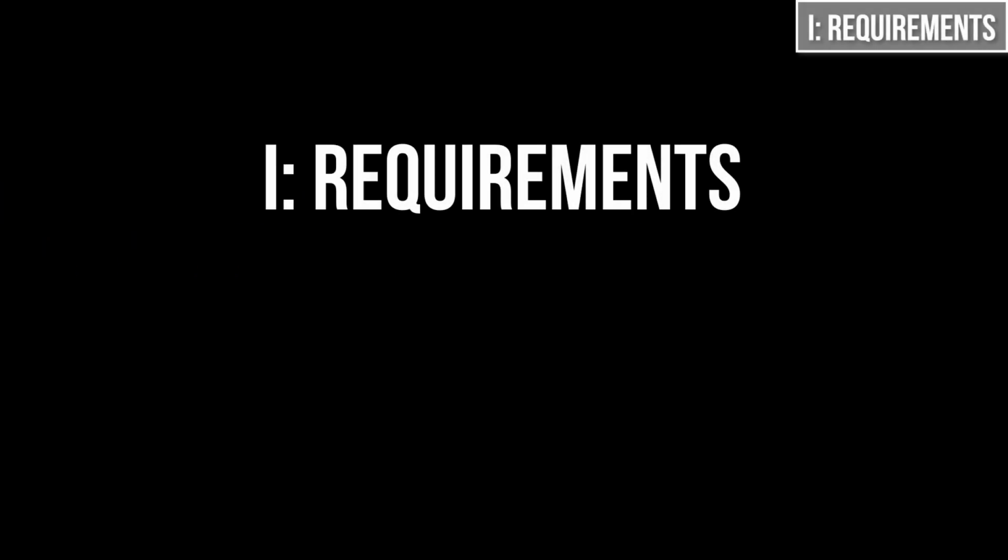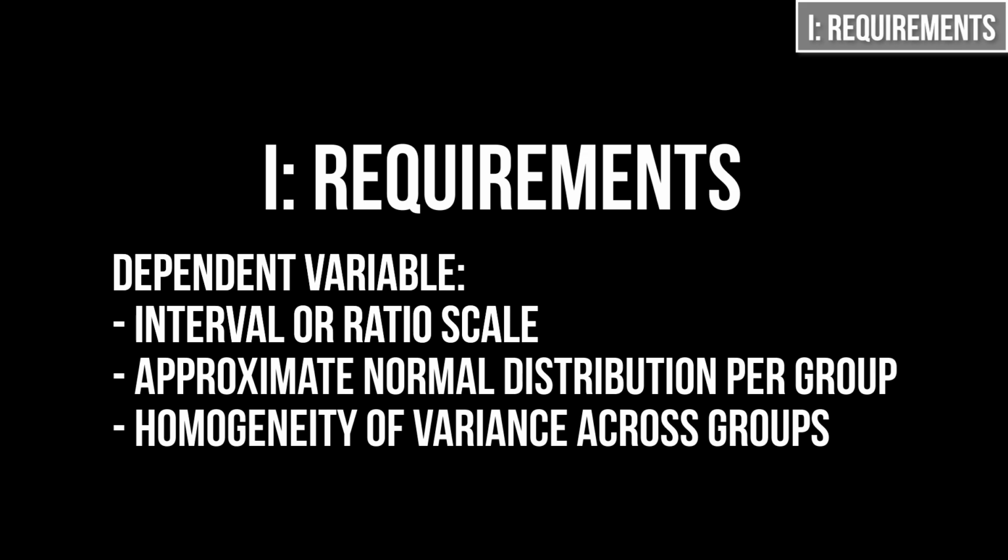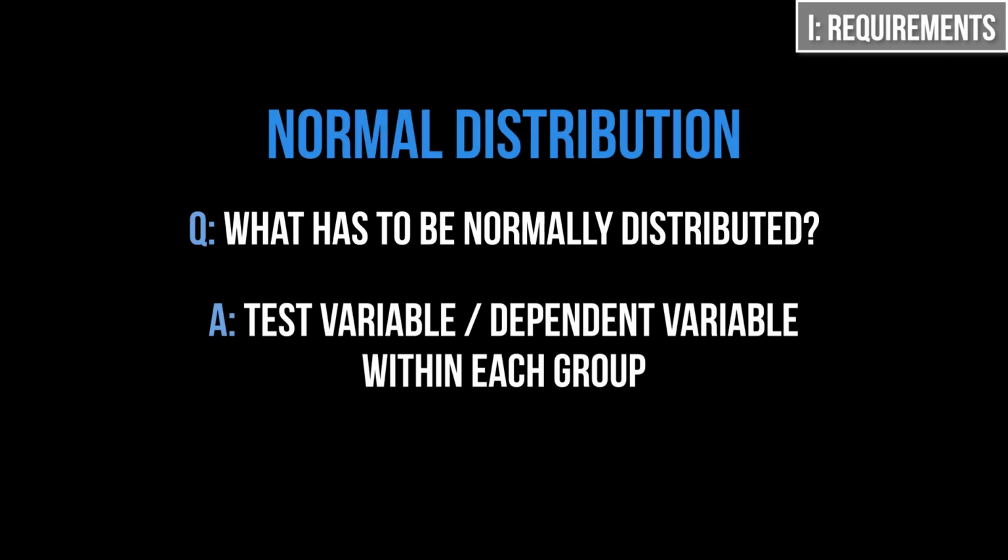Let's quickly talk requirements. The dependent variable or test variable should be on an interval or ratio scale. Testing for normal distribution and homogeneity of variance will be shown explicitly now. The test variable for each group should be approximately normally distributed.